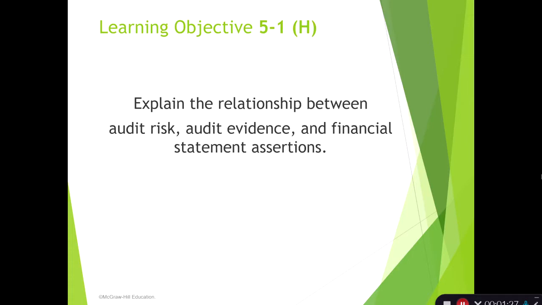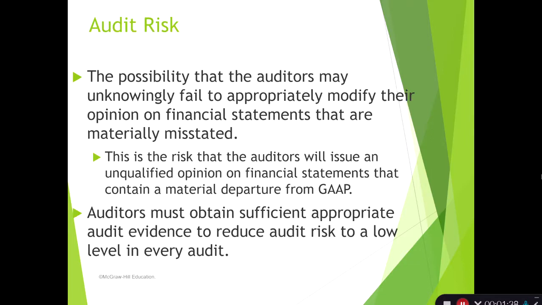So the first learning objective is explain the relationship between audit risk, audit evidence, and assertions. Okay, and so let's define these and then see how they relate. So audit risk, basically it's the risk that we're going to get the audit wrong. Remember, the main thing that's communicated in a financial statement audit is an opinion. And so our main risk is we're going to get that opinion wrong.